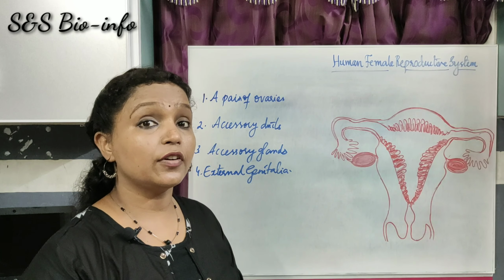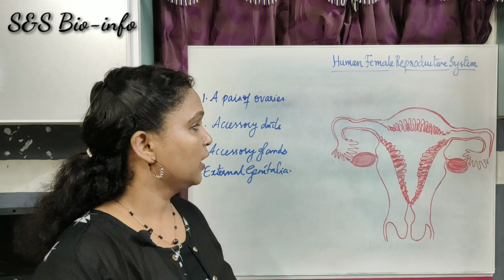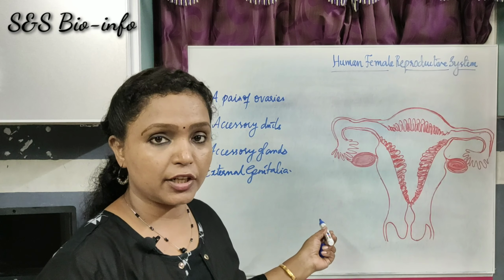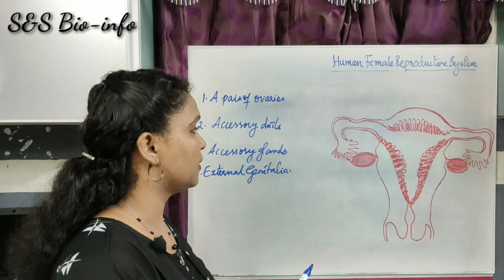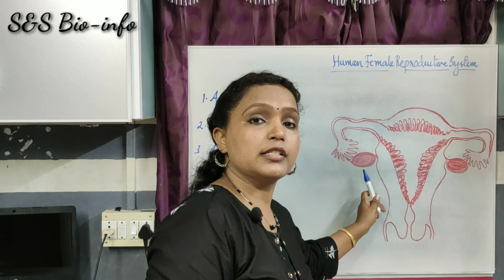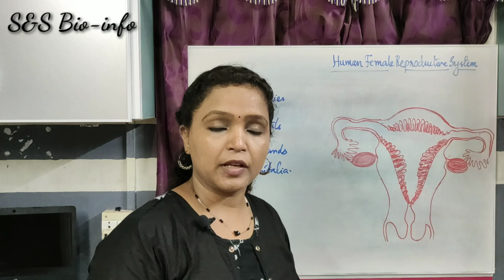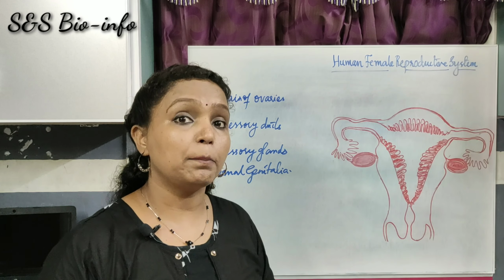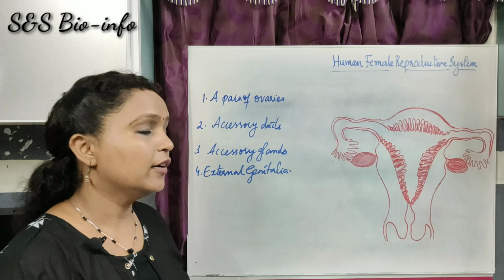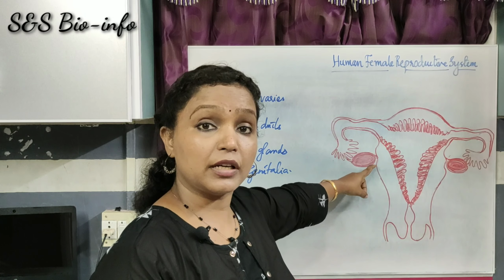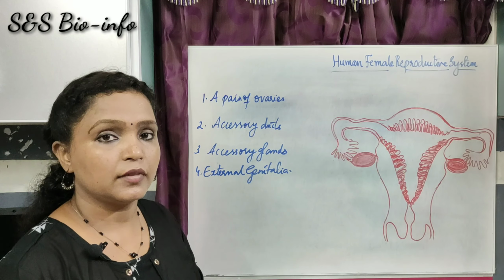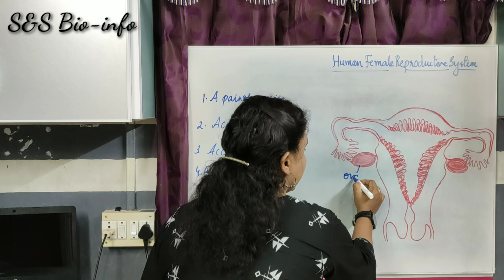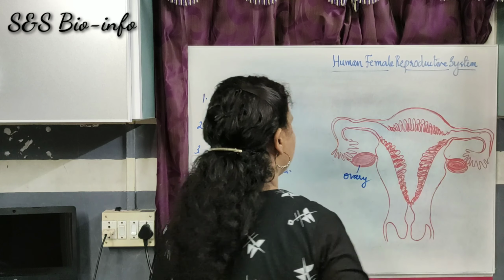Okay, first of all, a pair of ovaries. Look at the diagram here. Here you can see the diagrammatic representation of the human female reproductive system. A pair of ovaries, right and left ovaries, are located in the lower part of the abdomen, that is in the pelvic region of the human female. That is the primary sex organ in females. The ovaries are also known as gonads. This is the right ovary and that one is the left ovary.